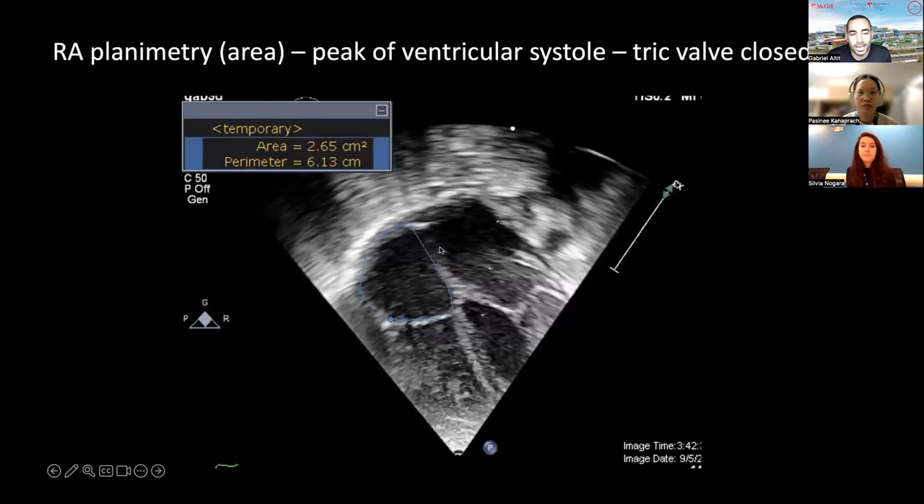That's an example of planimetry, 2.65 square centimeters. In this measurement, you also get the perimeter. So that's basically the perimeter of that, but what you're interested in is actually the area. We call this the RA planimetry, at the peak of ventricular systole when the tricuspid valve is closed.